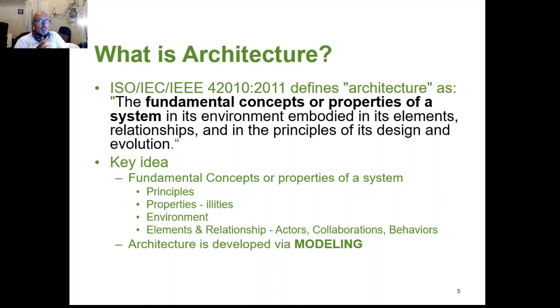Then, of course, there's the environment, who the actors are, and that can be regulatory, that can be the business actors, that can be the people, the types of customers, the technological drivers. And then there's the elements and the relationships. The elements and the relationships are broken down into various different types, and we use a language to describe all of these things, which we call ArchiMate. And architecture is developed via a modeling tool.